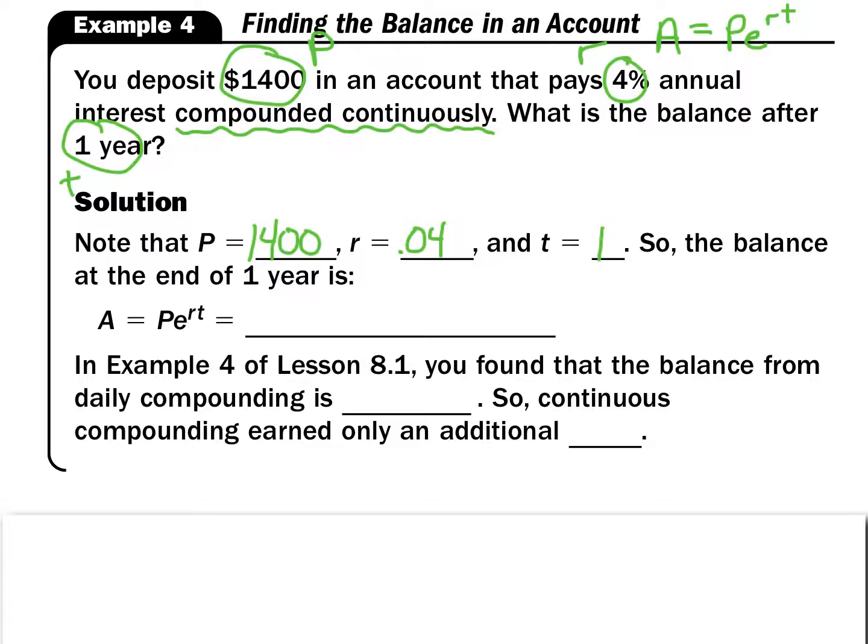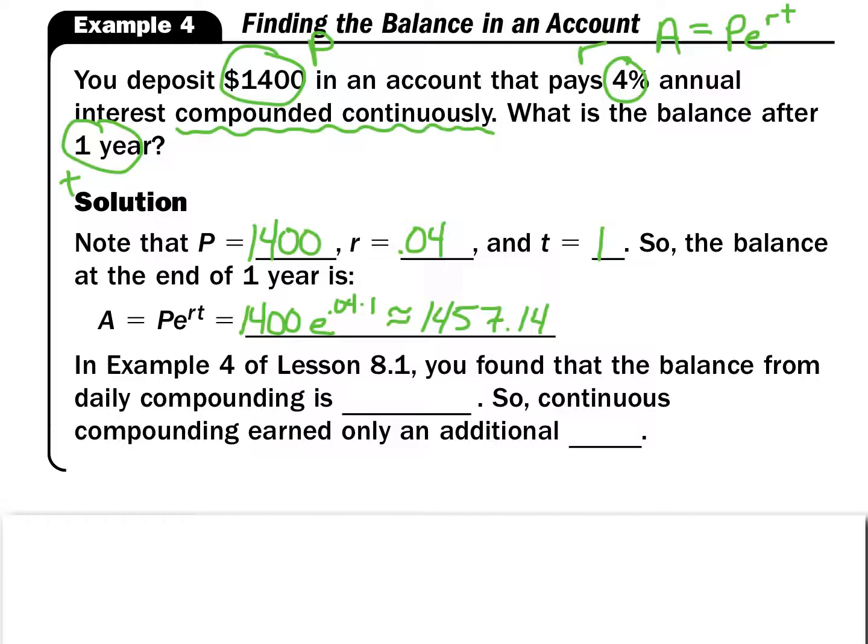So the balance A equals P e to the rt. All I do is plug in 1,400 times e raised to the 0.04 times 1. Well, 0.04 times 1 is 0.04. E to the 0.04 power is approximately 1.0408. And then if we multiply that by 1,400, we get approximately $1,457.14. We round to the nearest penny because we're talking about money.